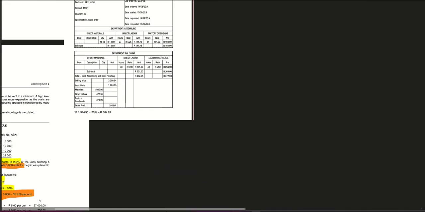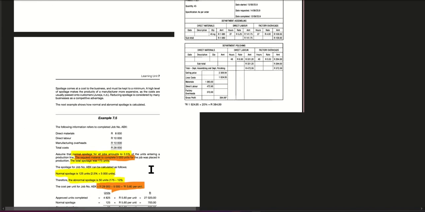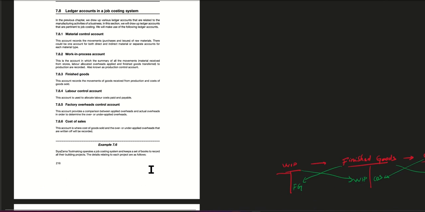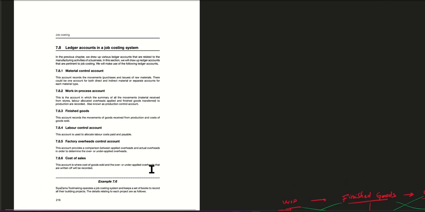So I will need to take a break before starting with the ledgers. Part 2 of this learning unit will just focus on the ledgers, and that will be the end of this learning unit.